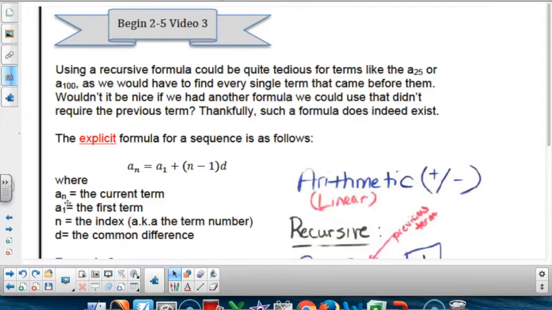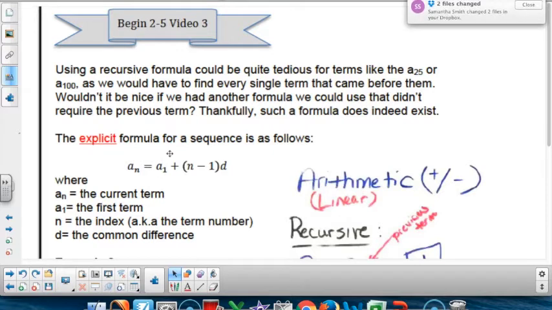So in this formula, a sub n is still your current term. So that's just your f of x. It's what are you looking for? A sub 1, remember, is your first term. So I'm looking for what's that very first value in the formula. And then n is going to be the index, meaning the term number. So if I'm looking for term number 100, then I'm going to plug in a 100 there. That oftentimes is going to be left in the formula because it's like your x.